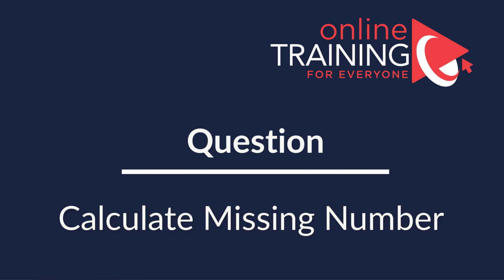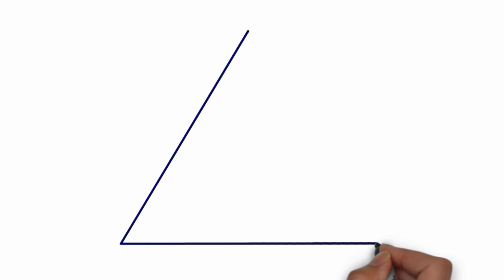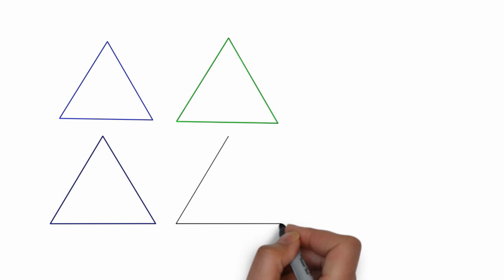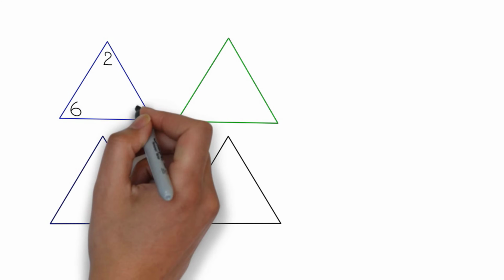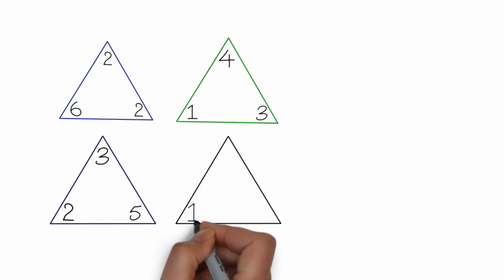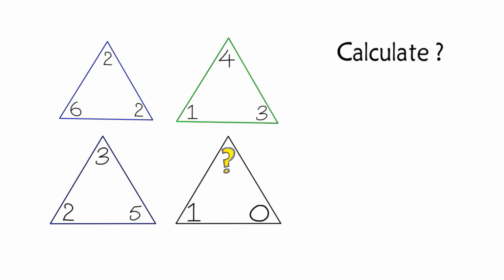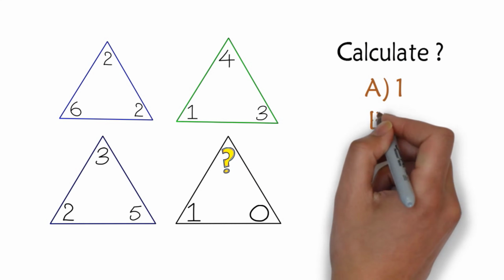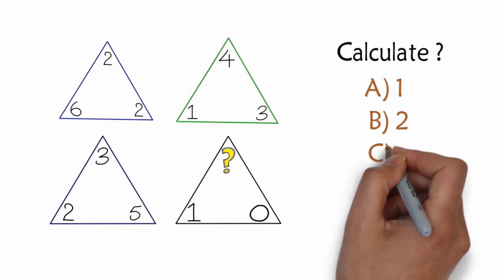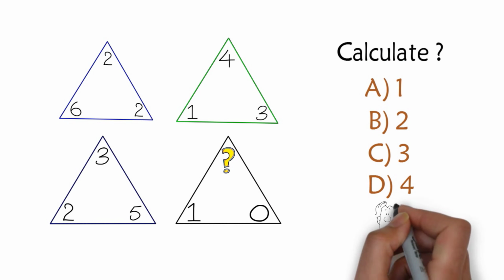Here's another puzzling question you might find difficult to solve. You're presented with 4 triangles. Each triangle has a number in the corner. And you need to calculate the missing number in the upper corner of the black triangle. You have 4 different choices. Choice A, 1, choice B, 2, choice C, 3, and choice D, 4. Can you determine the answer?